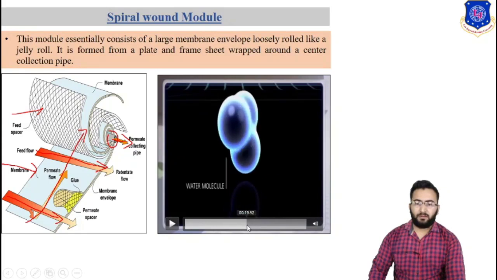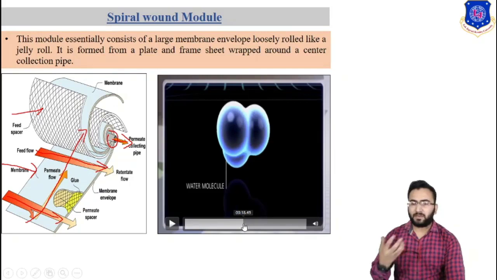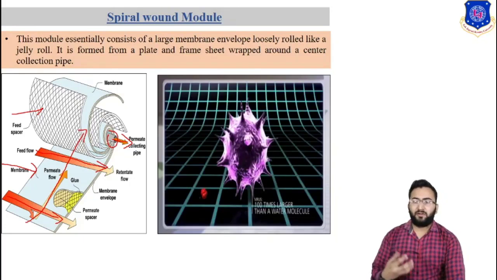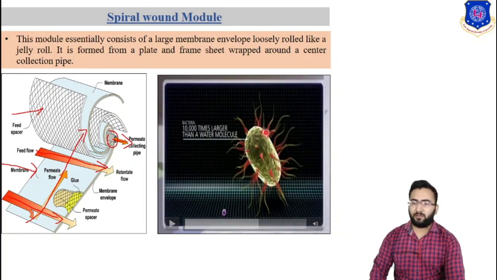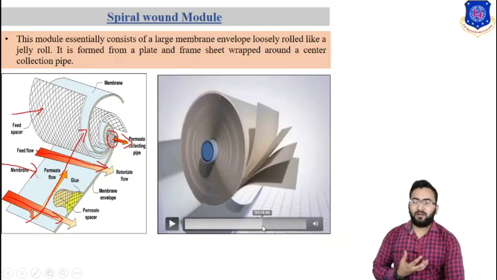So this is one membrane, and water molecules can pass through the membrane pores. A large molecule or monovalent ion cannot pass through the membrane because its size is 10 times larger than the water molecule. And this one is the size of a virus, which can be 100 times greater than the size of water, and this one is a bacteria size, which is 10,000 or 100,000 times larger than a water molecule. So that cannot pass through the surface of this membrane.